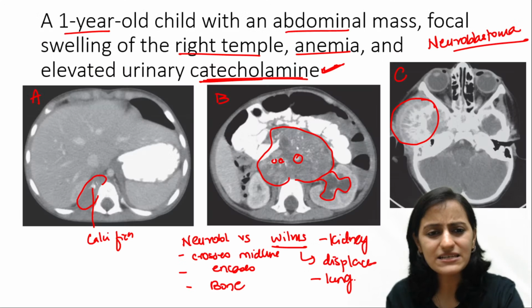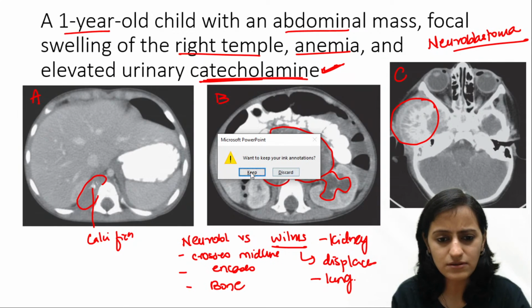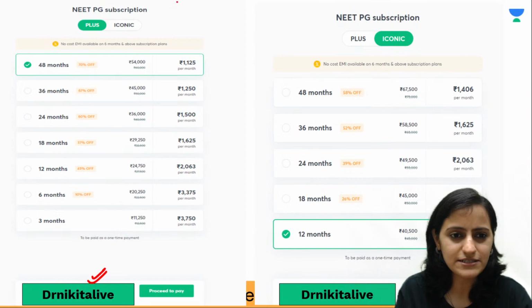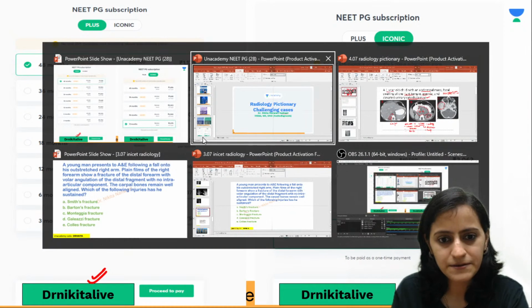And what staging histology... Why did this happen? Just give me a moment.